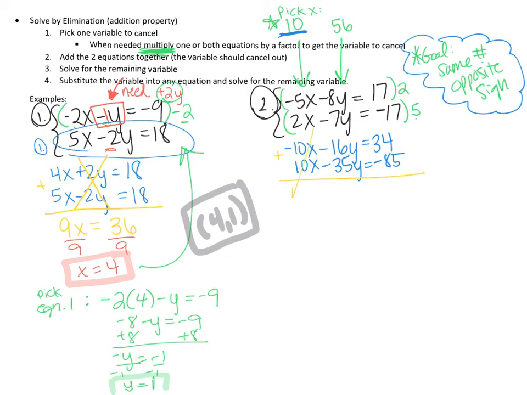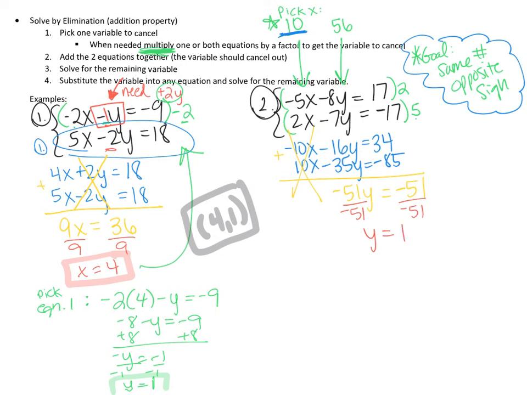When I do that, those x's better cancel, and they do. I'm going to be left with a negative 51y and a negative 51. Then all I'm going to need to do is solve for y. So I'm going to divide by a negative 51.